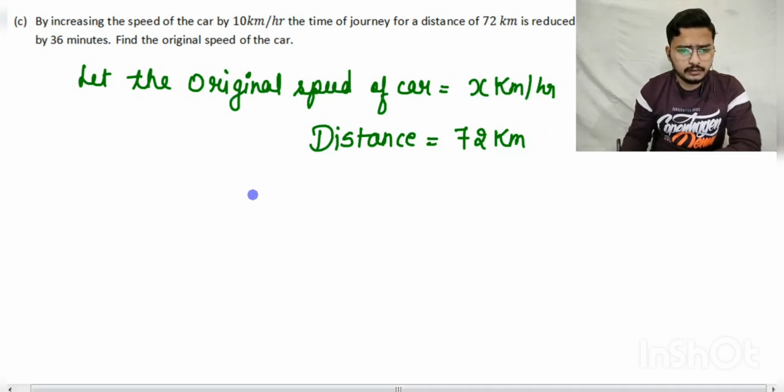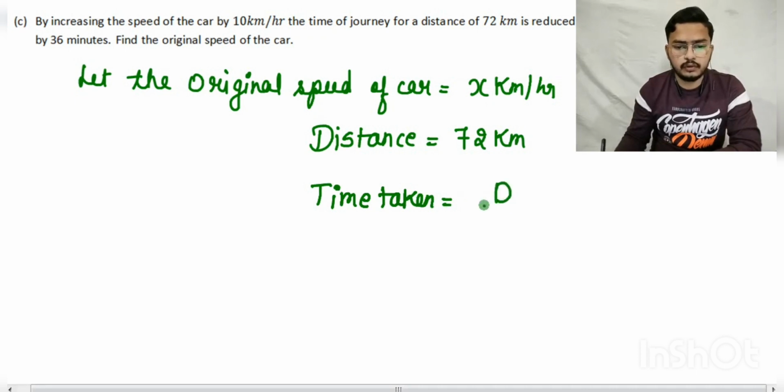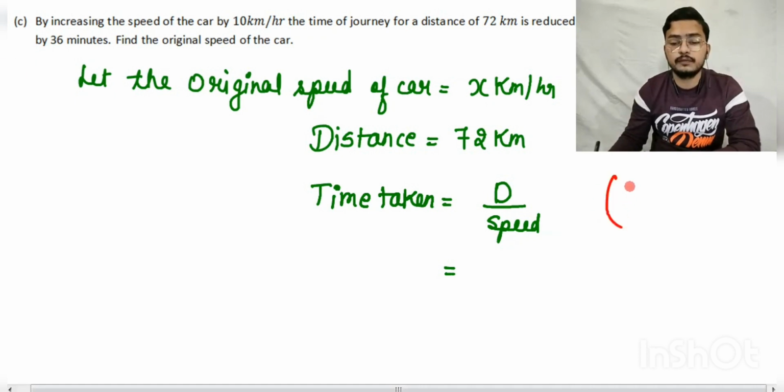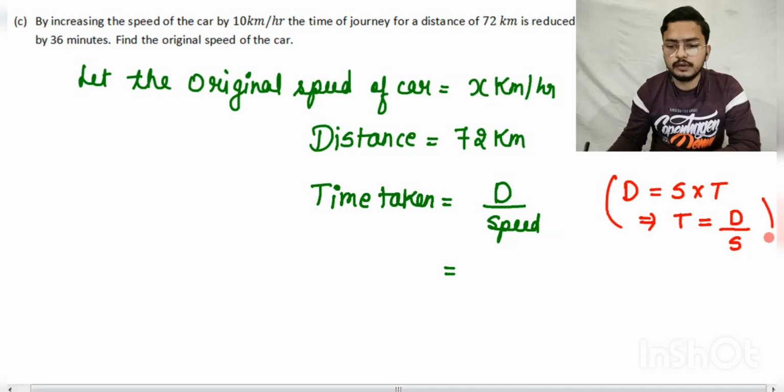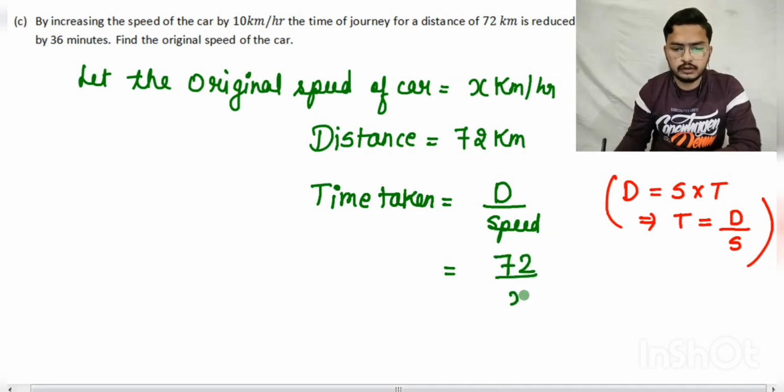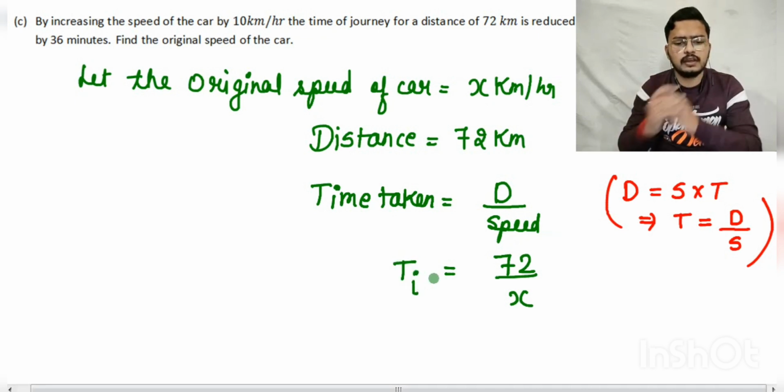So the time taken by the car is what? Time taken is the distance upon speed, because you already know this formula. You already studied in physics that distance is equal to speed into time. So from here we can say that time is equal to distance upon speed. So the time taken is the distance, that is 72 kilometers, upon the speed, which is x. That time we will consider as the initial time.